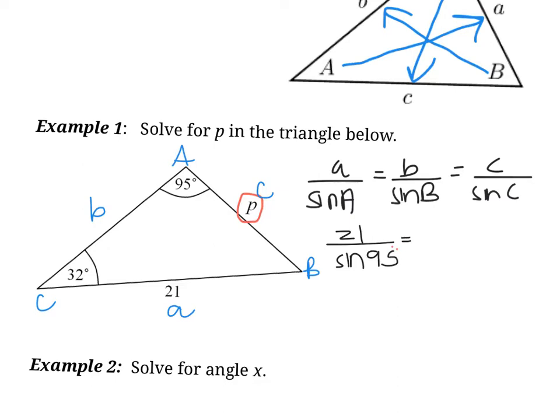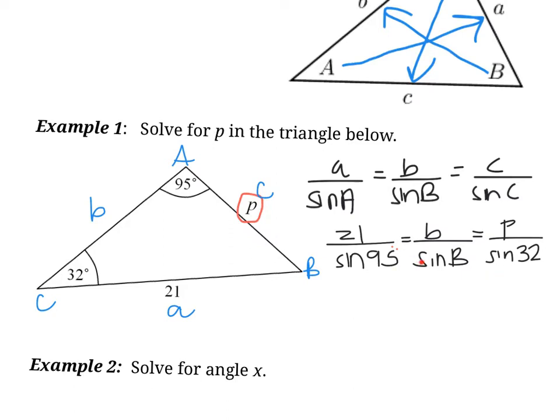Keep going. Little b, we don't know it. And then sine of angle B, we don't know it, equals side C, we don't know, but we know we are looking for P. I'm just going to replace it with P. And then sine of angle C, which is 32 degrees. So we have everything filled in there.